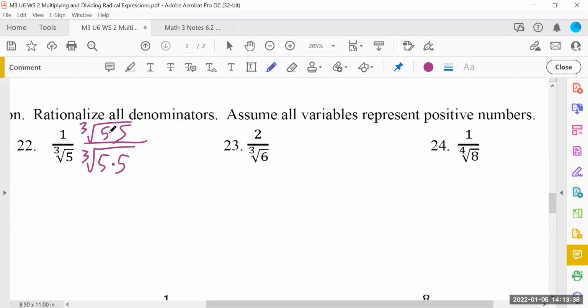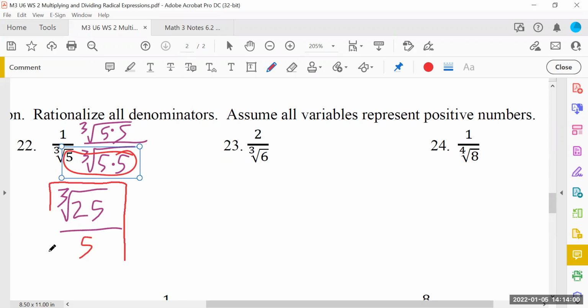Is everybody clear why it's 2 5s? Cube roots need sets of 3. I've got 1. I need 2 more. This then becomes the cube root of 25 on top. And on the bottom, we have 1, 2, 3 5s. All of it comes out, no more cube root on the bottom. That is our goal. When they tell you to rationalize the denominator, that's what they want you to do. Rewrite it so that you don't have square roots or cube roots or fourth roots on the bottom.